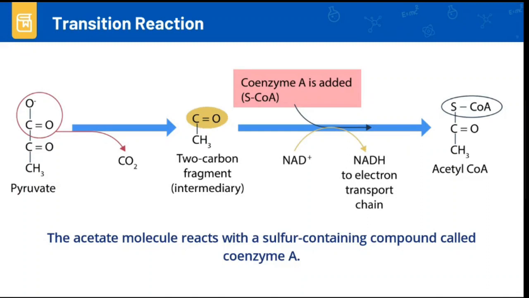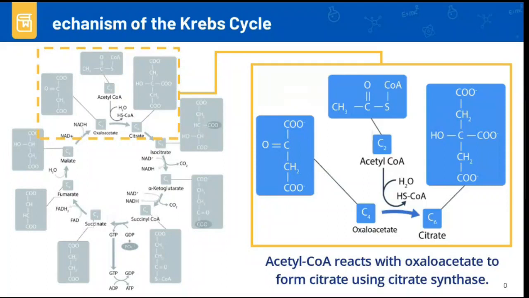Now, for the mechanism of your Krebs cycle, let's start with this one. For the mechanism of your Krebs cycle, it starts with your acetyl coenzyme A from the transition reaction earlier, in which it will react with your oxaloacetate, which is a 4-carbon molecule. Now, when they react, we will have the formation of your citric acid or your citrate, which is your 6-carbon molecule.